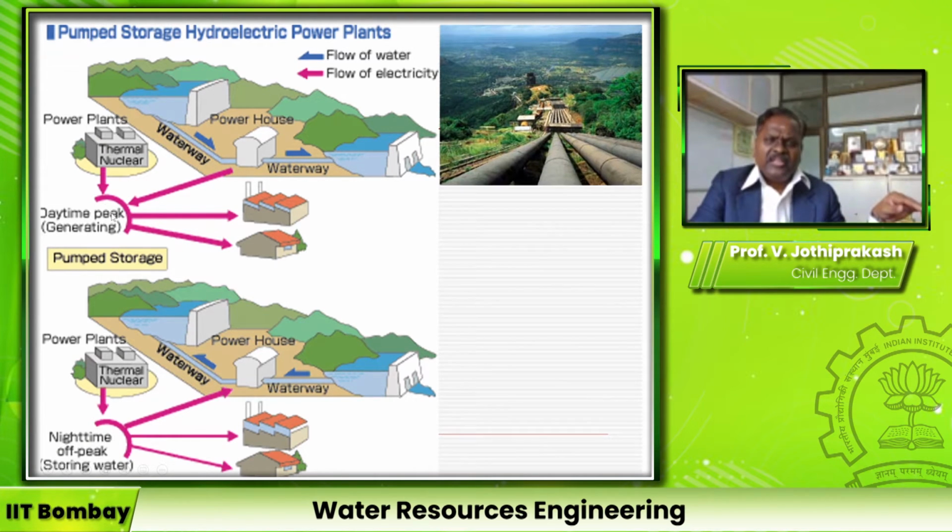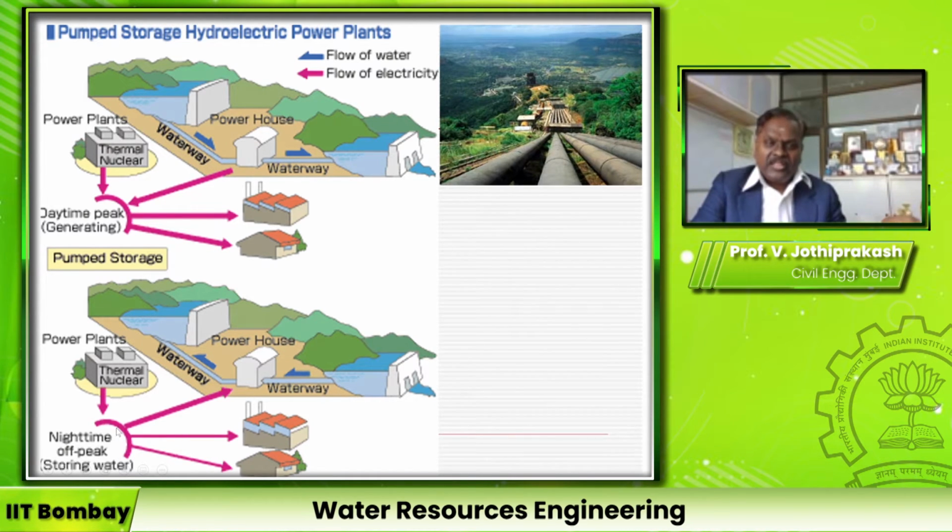These two are combined in the grid and used for industries and houses. During the lean period, that means when the industries and houses don't require much power, what happens? You need not supply the hydroelectric power plant. The electricity from thermal is sufficient to meet that demand. Then at that point, what happens?